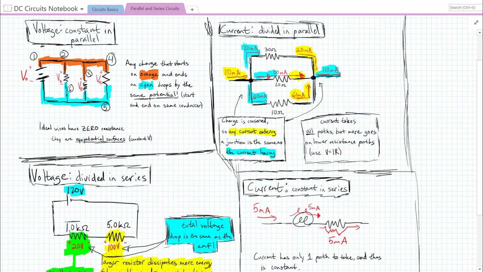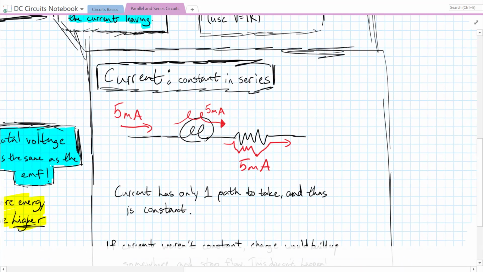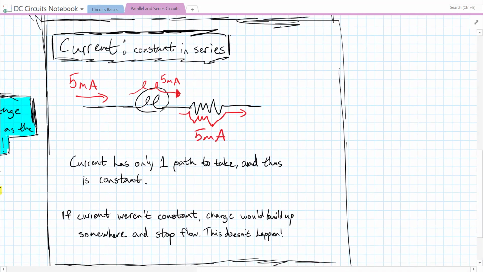We're going to start with current in series. So current stays constant in series because basically current is made of moving charges, and in series there's only one path for the charges to take, so the current has to stay constant. Basically, if the current weren't constant, then a bunch of charge would build up somewhere. But of course, if a bunch of charge builds up somewhere, then it's going to repel itself, and so it's not going to let itself build up. It's kind of a self-regulating system that current stays constant in series.